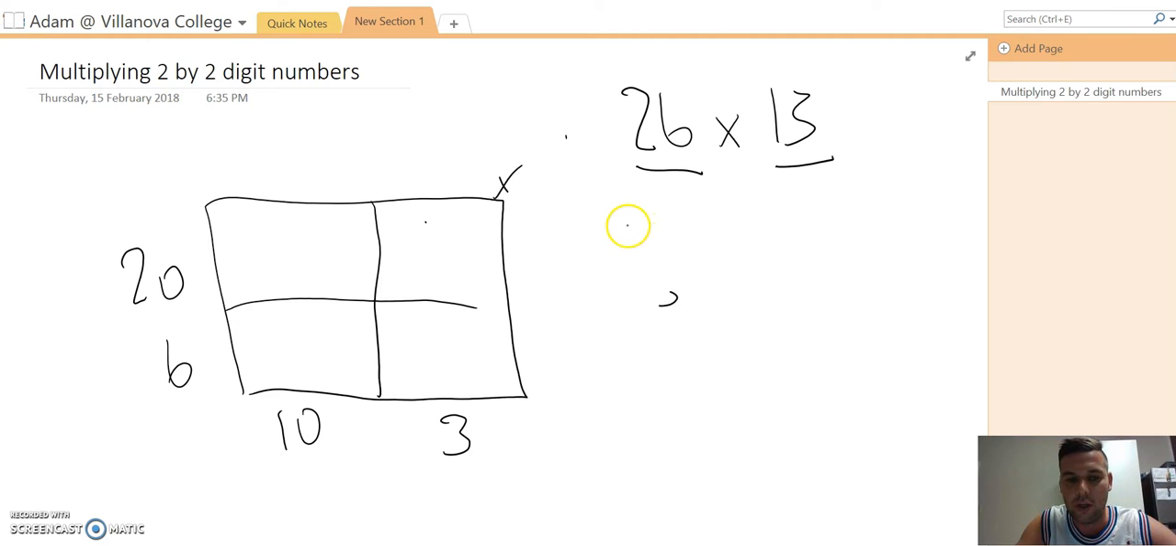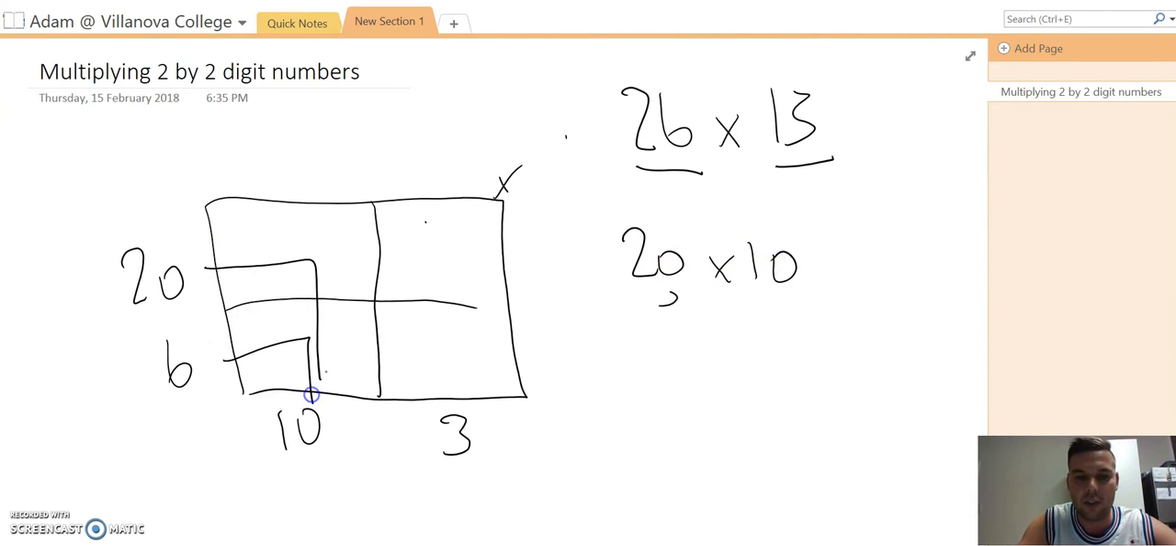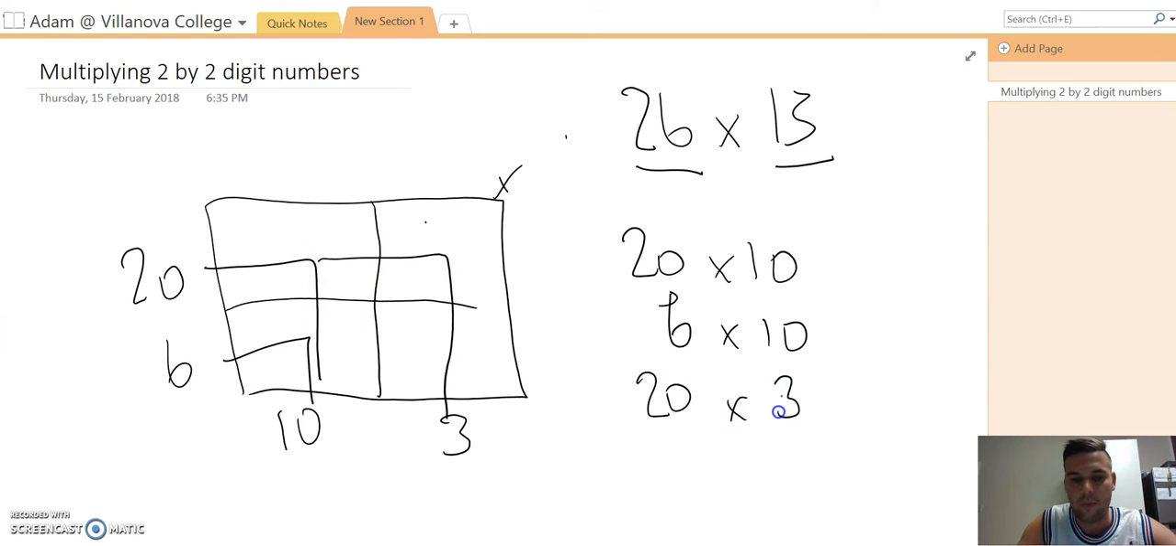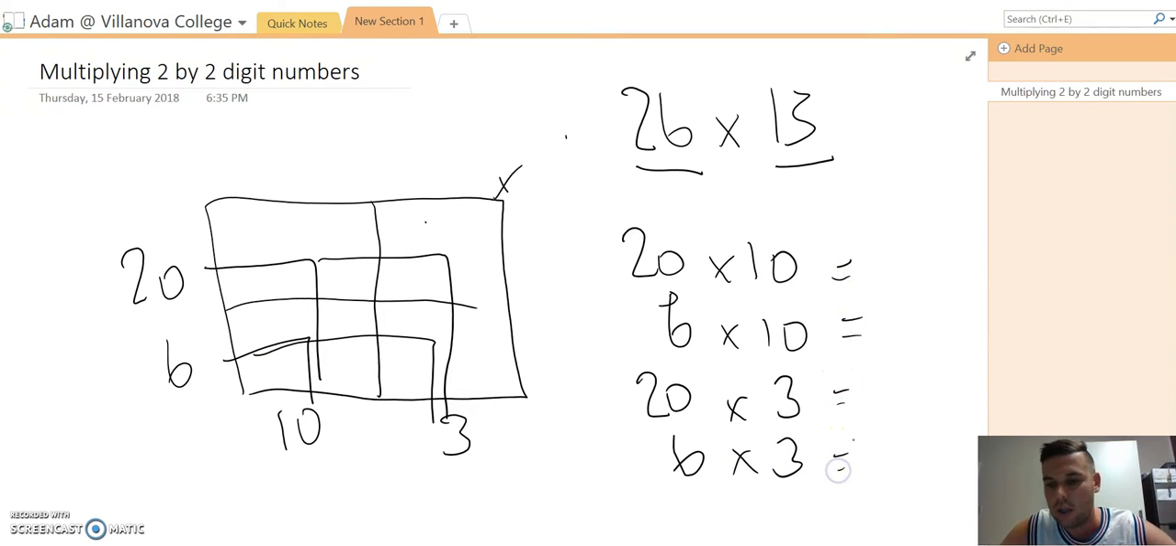Now we've got our multiplication sums that we can do to solve our final equation. So we go 20 times 10 first, then we've got 6 times 10, we then over here have 20 times 3 and 6 times 3. Okay, so now we've got 4 simple multiplication sums that we can work with.